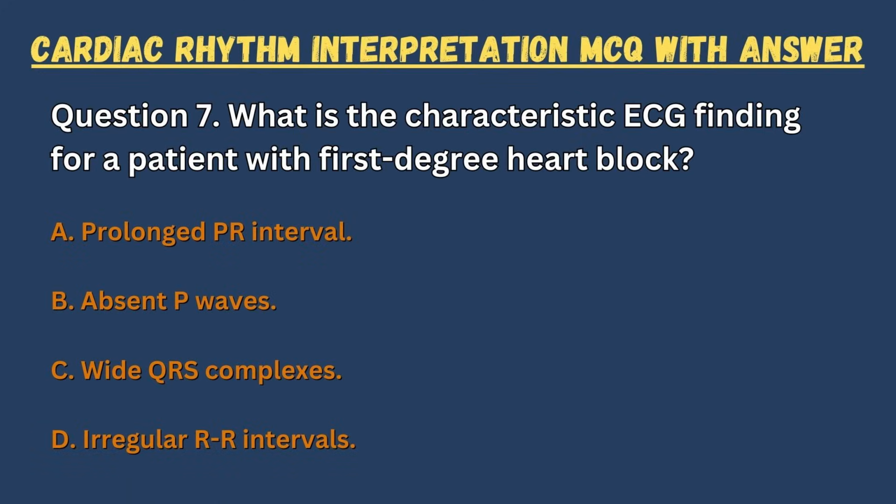Question 7. What is the characteristic ECG finding for a patient with first-degree heart block? A. Prolonged PR interval. B. Absent P waves. C. Wide QRS complexes. D. Irregular RR intervals.